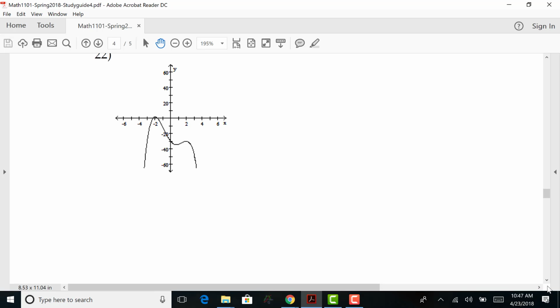What's this maximum called right here? It has a special name. Absolute. It's the tallest one, so it's absolute. All right. So if it has 3 turning points, it's a quartic. Did I say it right? Yeah, quartic. I didn't say quintic. It's quartic. If it has 1, it could still be this.